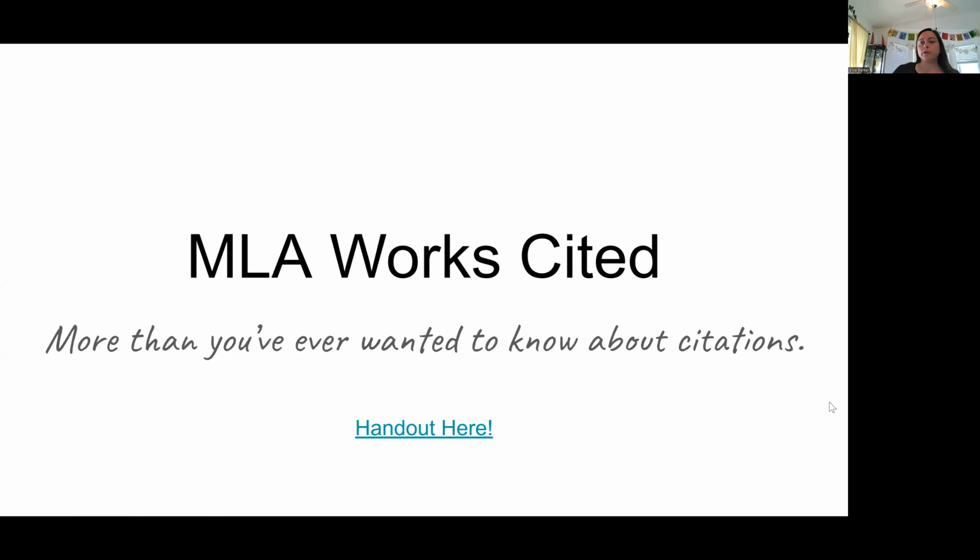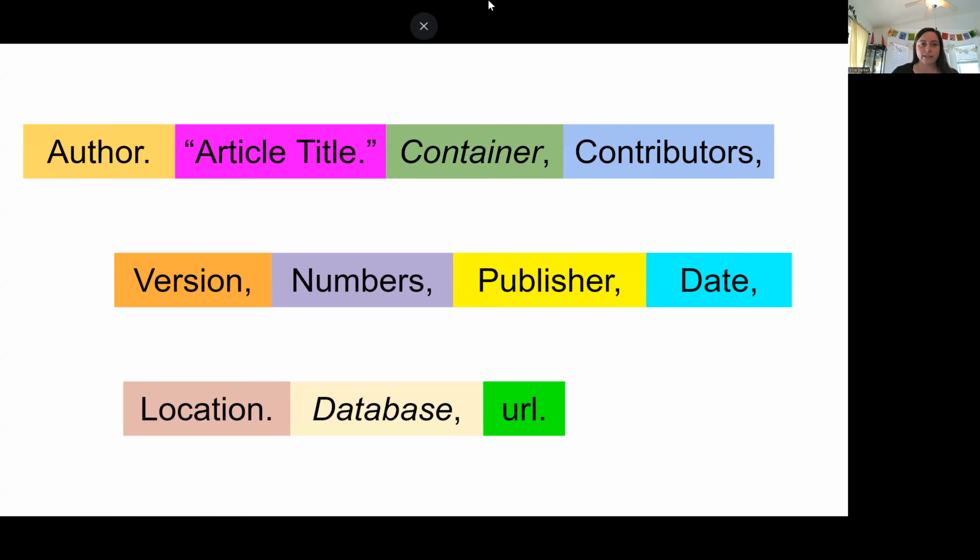We are going to go through each of these different boxes, these colors, and talk about what each of them are. Not all citations will have all of this information. Usually they'll have at least a few of them, but not all. Let's begin with author.